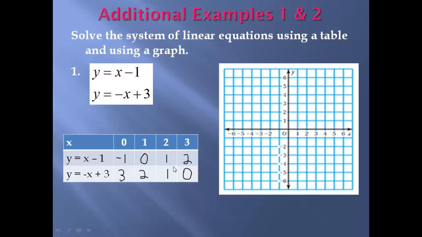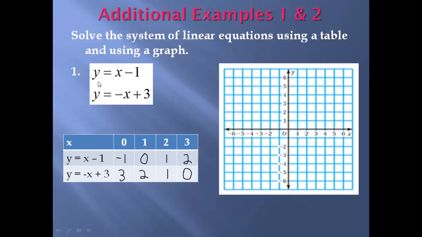You can see from our table that our solution is going to be 2, 1. We get the same value for y when we put 2 in for x for both of our equations. We're now going to graph these two equations to see if we get the same thing.